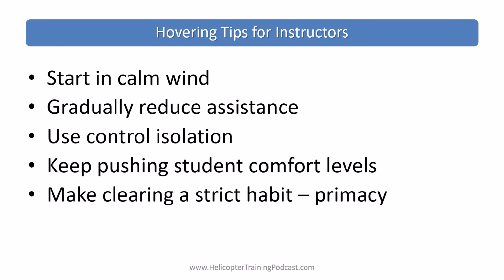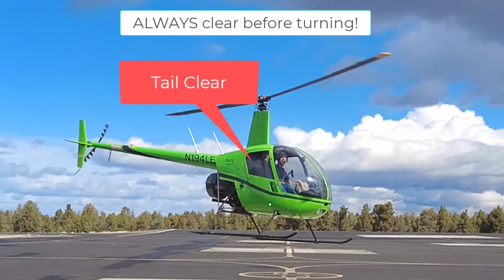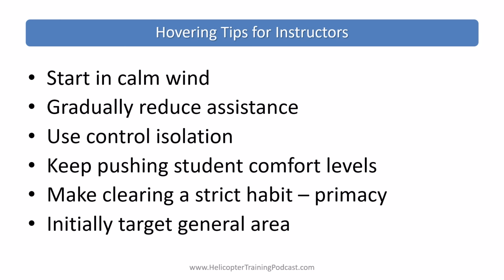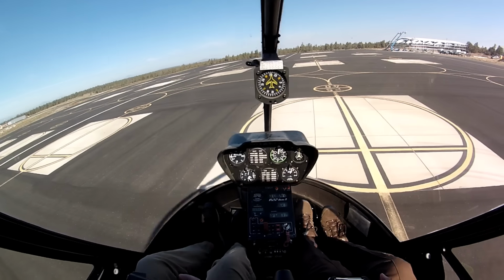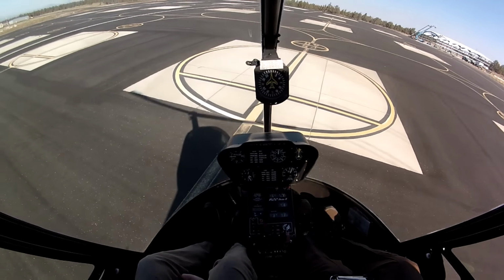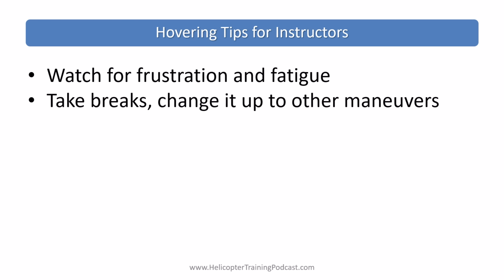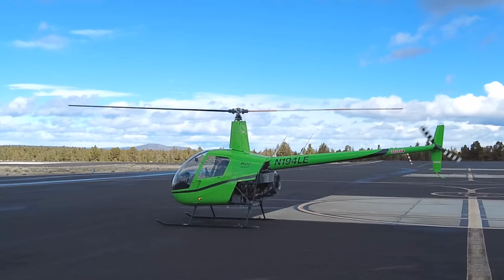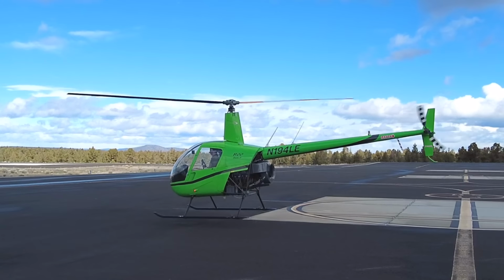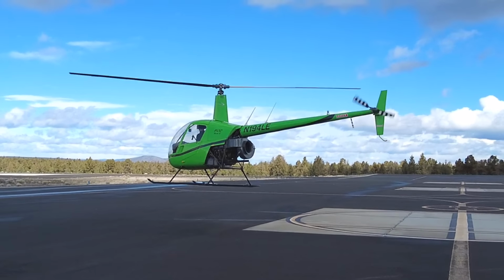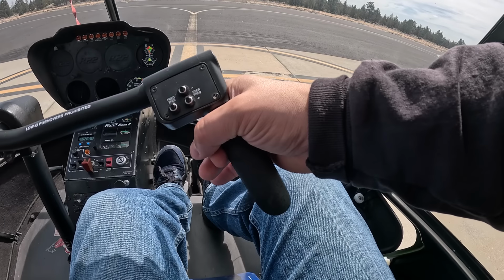Make clearing before turning a strict habit, primacy, reinforce it. Initially get students to aim for hovering in a general area instead of insisting on a specific spot. Recognize the frustration and the fatigue. Make sure you give your student a break, either take the controls or get them to work on something different, maybe pickups and set downs or a different control isolation or go-do patterns. Mix it up.